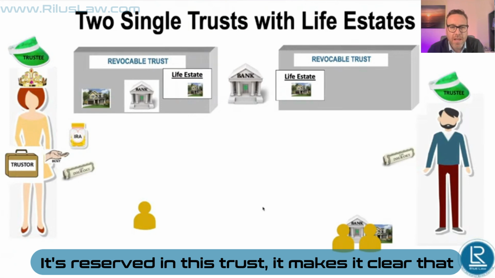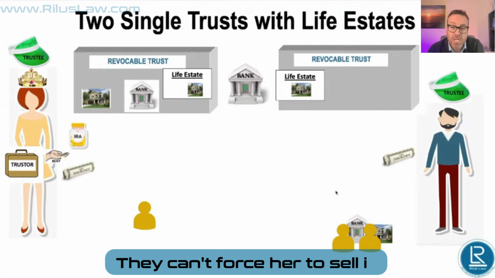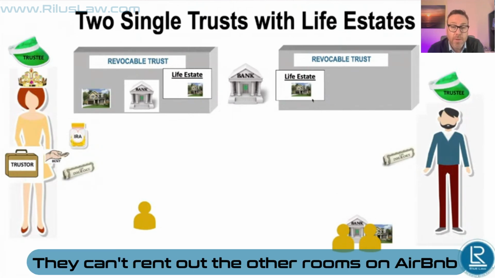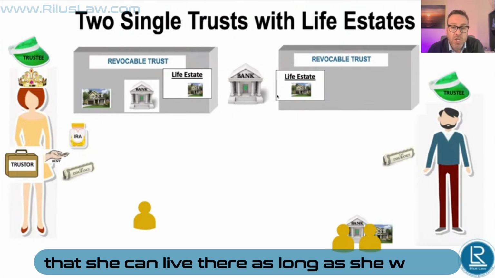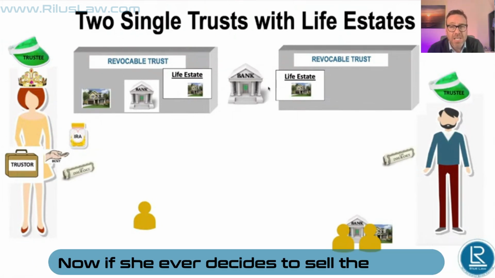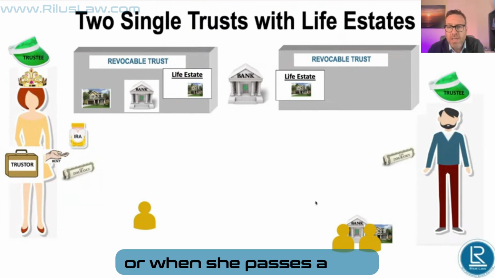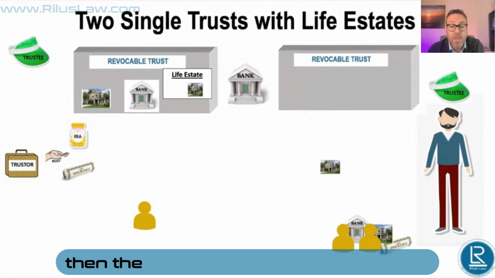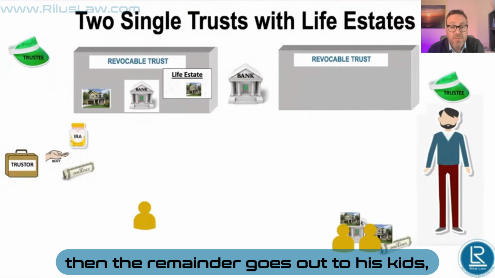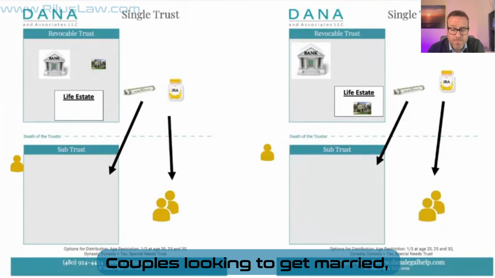It makes it clear that the kids down here, they can't move into the house. They can't force her to sell it. They can't rent out the other rooms on Airbnb. So this gives her good security that she can live there as long as she wants. Now, if she ever decides to sell the house, then the remainder would go to the kids, or when she passes away. So if she passes away, then the remainder goes out to his kids, and then her trust goes to her children. So couples looking to get married, you can come in, see me, we'll talk about estate planning.